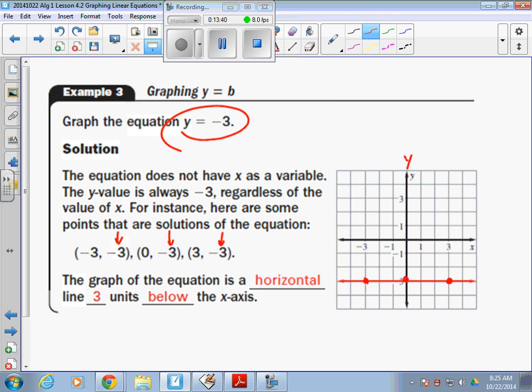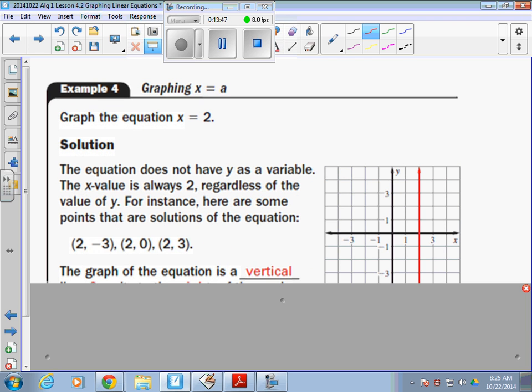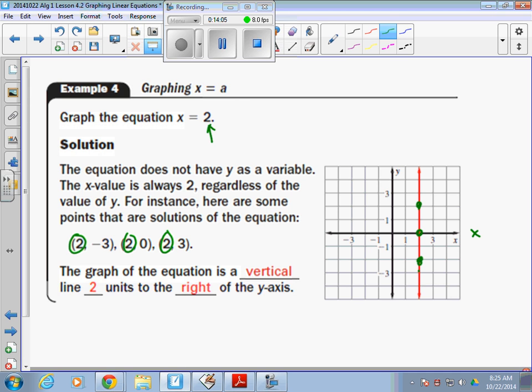And the same thing's true with x equals a. X is going to be a vertical line. In this case, x's value for all of them is the number 2 when you plug in different values for y. So again, this is your x-axis. On that, it's going to be 2. It'll be 2 here, and it'll be 2 down here as well, which creates a vertical line.